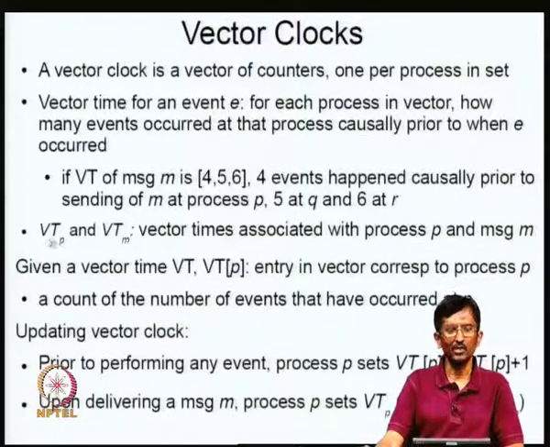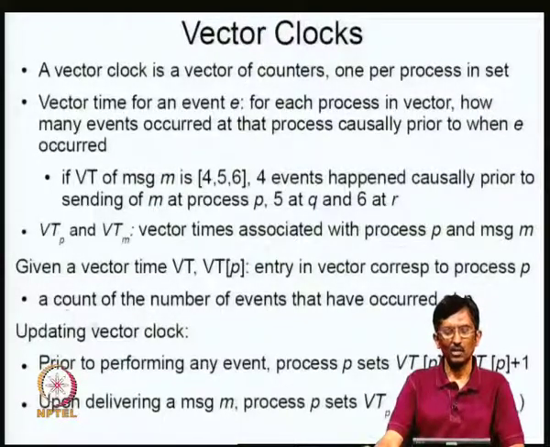Suppose I have the notation VT(P) and VT(M); these are the vector times associated with process P and message M. I also have another notation, VT[P]. As I mentioned, it is one entry per process in the set. VT[P] means the entry in the vector corresponding to process P. So, the bracket notation gives you the entry corresponding to process P, whereas these are two different vector times. Each of them will have a vector corresponding to that fixed set of processes.